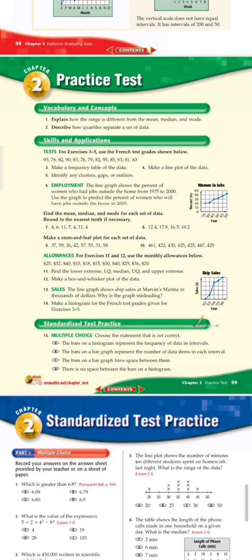A. The bar on a histogram represents the frequency of data in an interval. B. The bar on a bar graph represents the number of data items in each interval. C. The bars on a bar graph have a space between them. D. There is no space between the bars on a histogram.